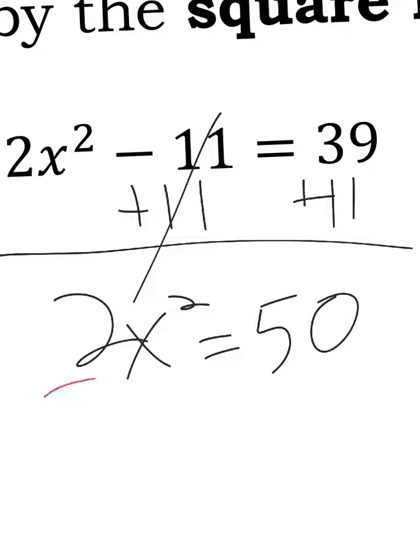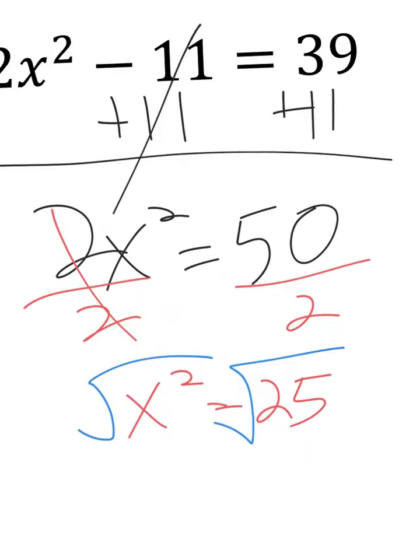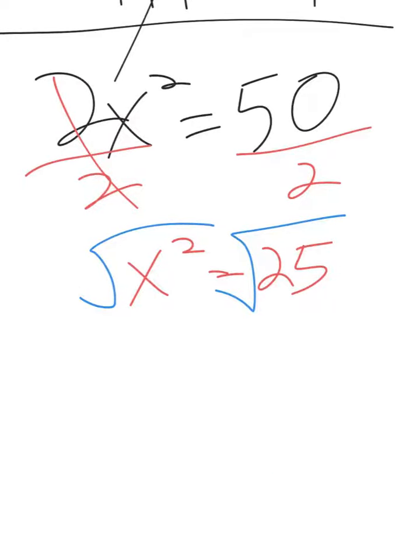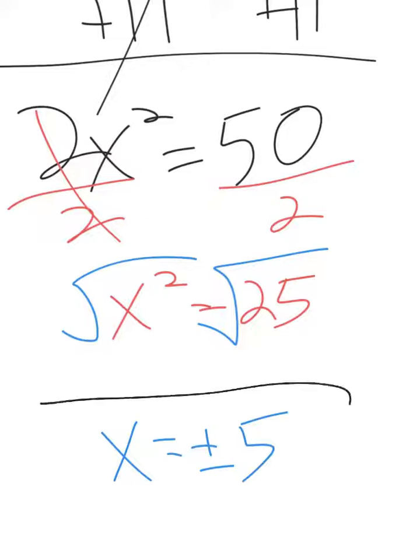Now I need to divide by that front number. Okay, and now I have x squared equals 25. So, square root both sides. And remember, what's the square root of 25? It's 5. But what can you also square to get positive 25? You could also square negative 5. So remember, all your answers, every time you take the square root, is positive or negative. And in this case, it's positive or negative 5.